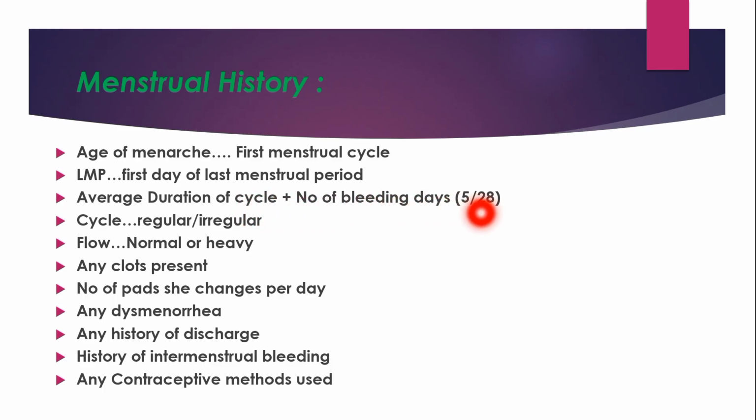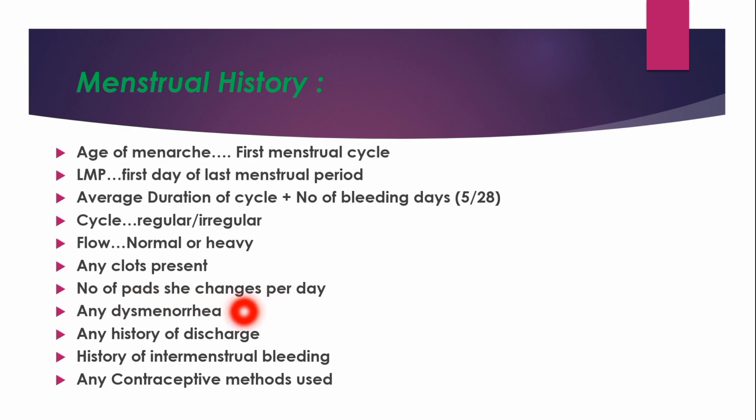Like, let's suppose a patient having 5 bleeding days with an average cycle of 28 days. And also ask about whether the cycle is regular or irregular, and also ask about the flow, whether the flow is normal or heavy. Similarly, ask about any clots present in the menstrual blood, and similarly also ask about the number of pads she changes per day.